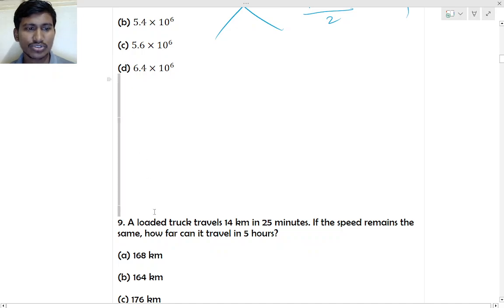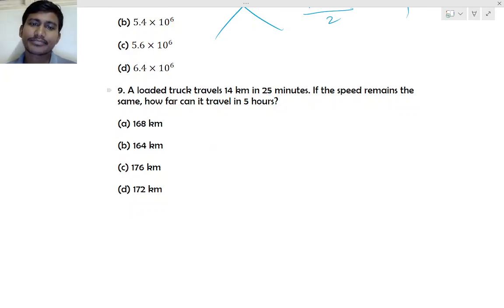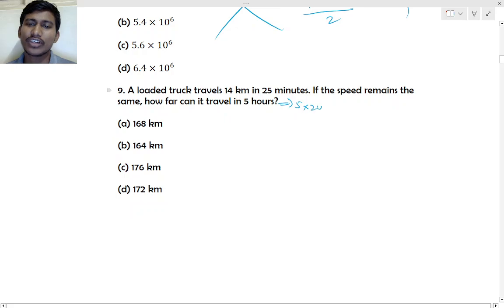Next is the ninth question. A loaded truck travels 14 km in 25 minutes. The speed remains the same. How far will it travel in 5 hours? So minutes is there. 5 hours means how many minutes? 1 hour means 60 minutes, so 5 into 60 is 300 minutes. We have to take 300 minutes because both must be in the same unit, minutes.